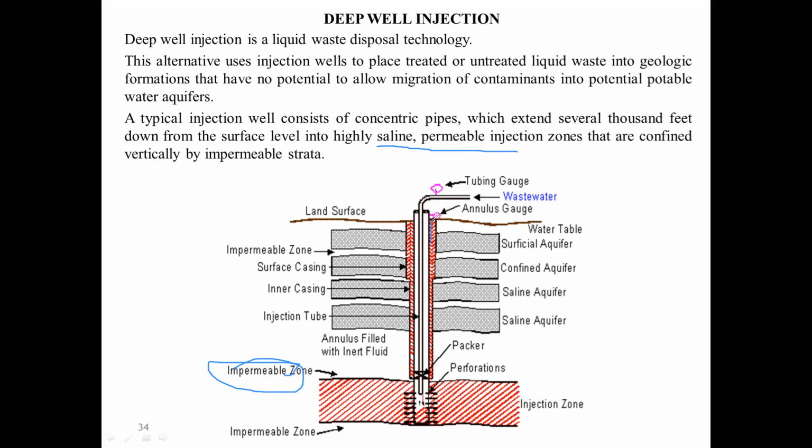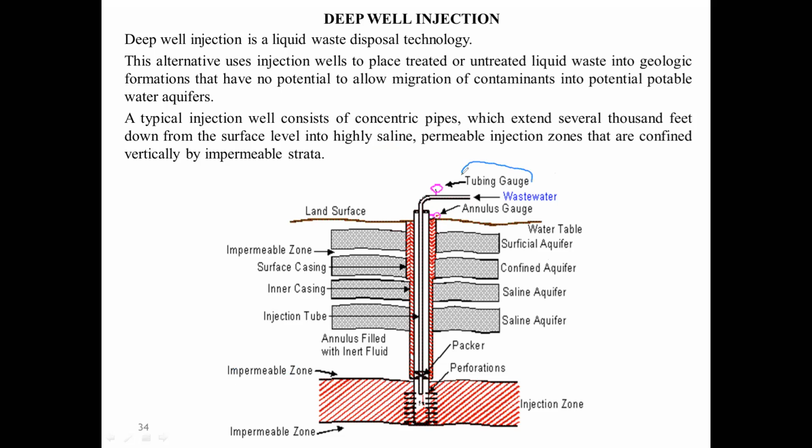Further, we are going to be confining this. Confining means we are covering them vertically with impermeable strata so that the waste should not percolate sideways when you are excavating. So you are going to be doing this method. Let us understand it with the figure.